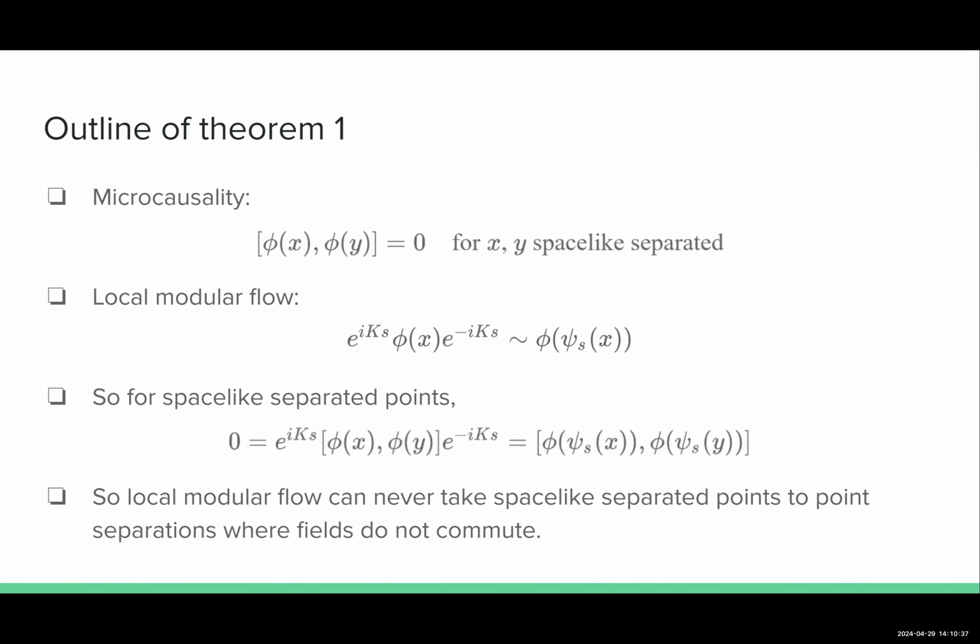The conclusion you draw is that if you have space-like separated points, then the commutator vanishes. So the modular flowed commutator vanishes. And if you move the modular flow inside the commutator, you find that the commutator of these transformed field operators will still have to vanish. If modular flow were not local, this would not be very constraining. If you give me some crazy non-local combinations of field operators, then they might commute or they might not commute. That's going to have some delicate dependence on the detail of the non-locality. But if I have two local operators, then whether they commute or not really just depends on where they are in spacetime. So local modular flow can never take space-like separated points to point separations where fields do not commute. That's the conclusion of this.